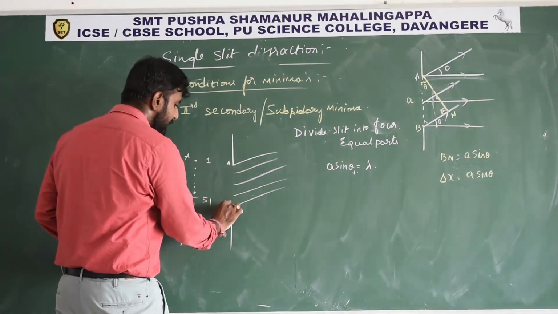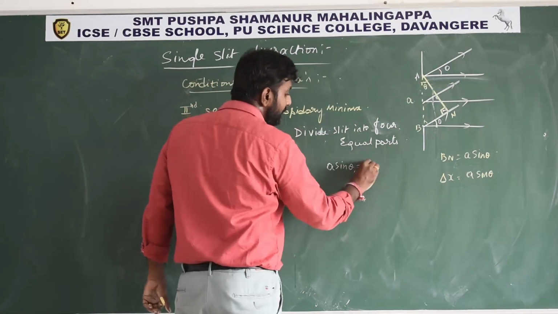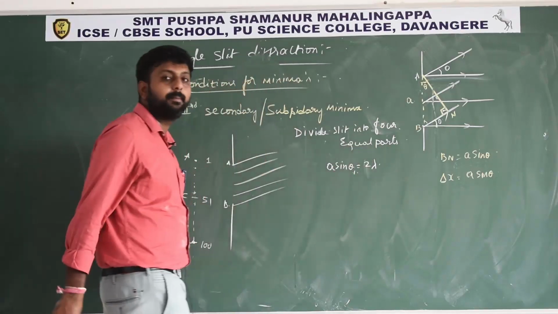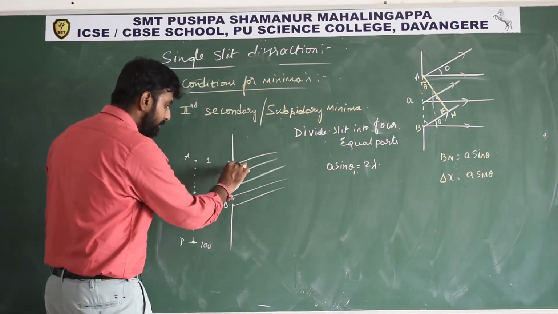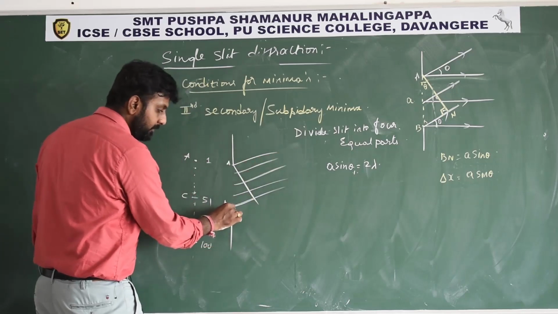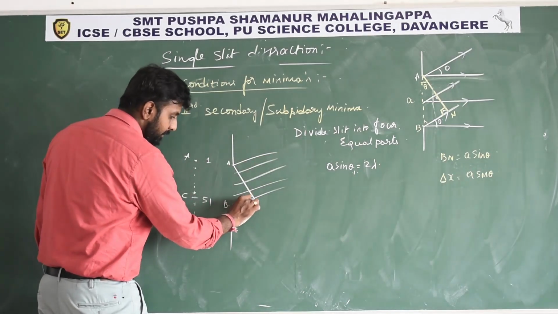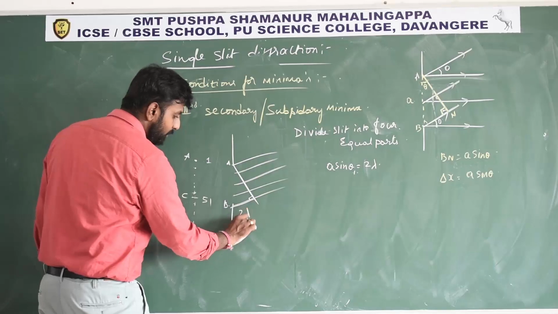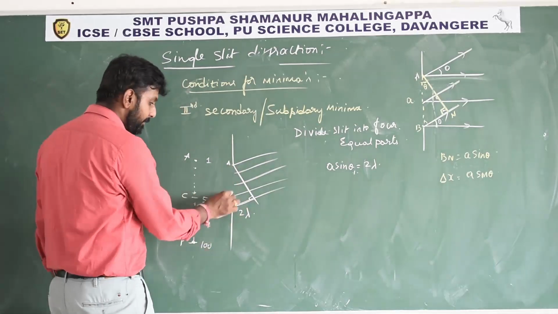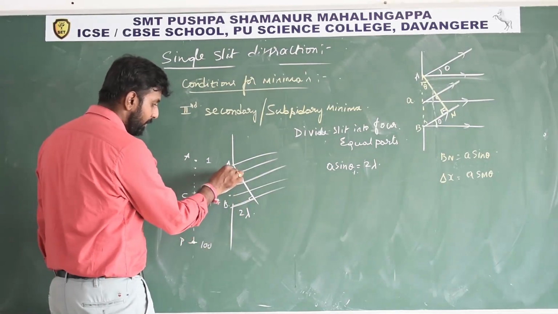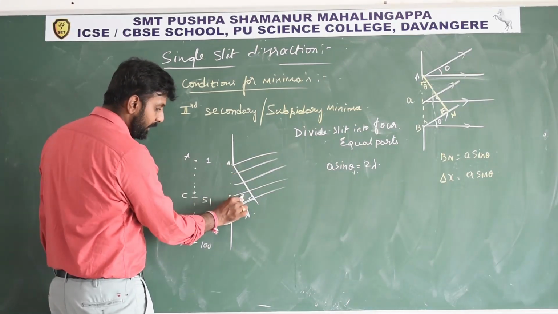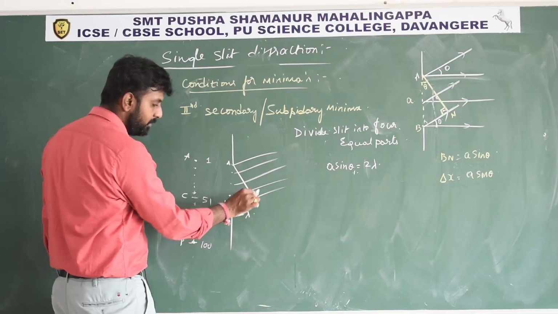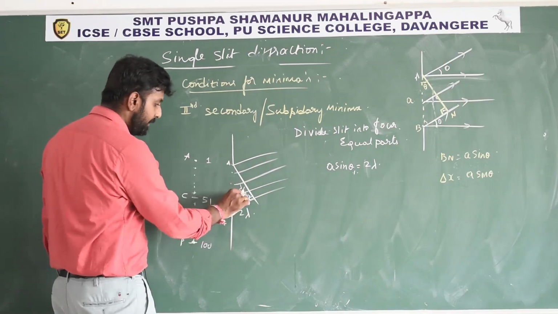After that we have to consider the path difference as 2 lambda. The path difference a sin theta, you have to consider as 2 lambda. Then you will get one point here, one point here, one point here. What is the path difference between A and this point? That will become 3 lambda by 2. This will become lambda by 2.